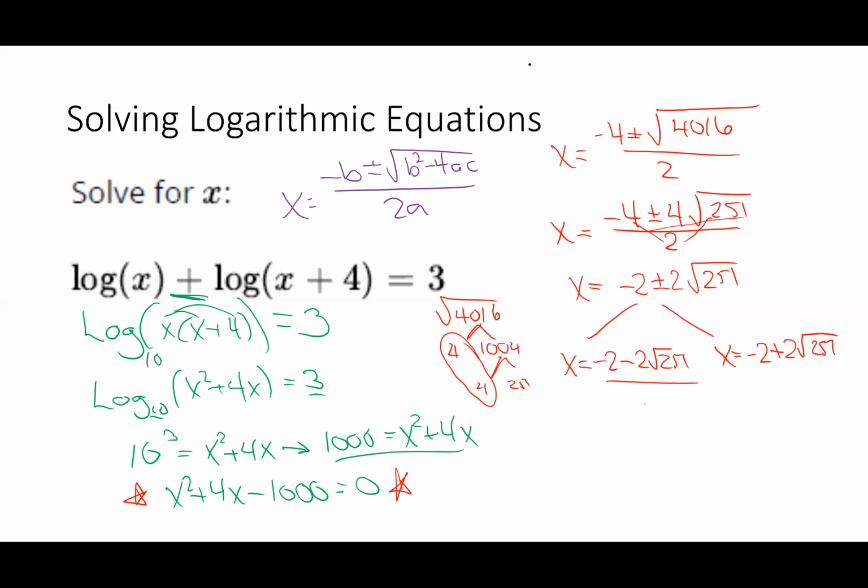this number, -2 minus 2 square root of 251, if I write this out as a decimal, I end up with -33.69, blah, blah. Now, if I took this number here and tried to plug this into the original equation, I'd be putting a negative number into that log. So that's not going to work.